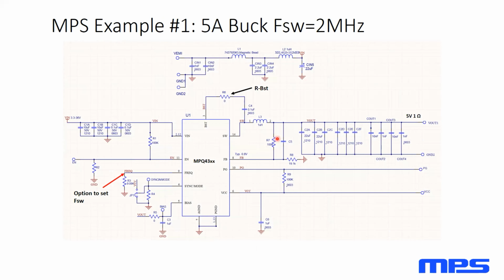So now we'll get into some examples. This is the 43XX series. We're looking at, in particular, a 5 amp out at 2 megahertz. Just some highlights of the schematic here. On the top section, we have our standard pi filter. We have a magnetic bead, but I'll talk a little bit about that. Francesco also touched on that a little bit in his previous presentation. We've got our standard pi filter with our aluminum electrolytic here.